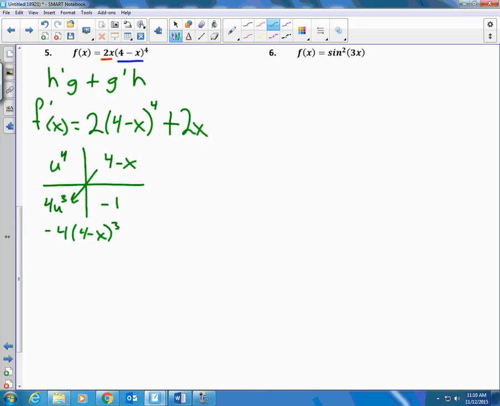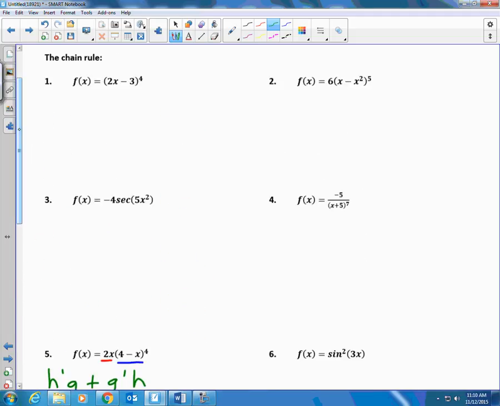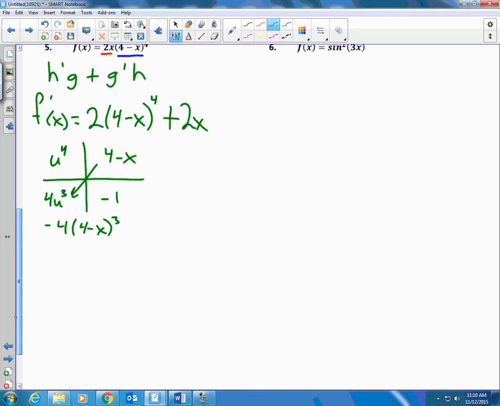Question. Because you have a constant. It's when you have something that involves change. Because 6 is just a constant. There is no rate of change to it, is there? All right. Times negative 4 times 4 minus x to the 3rd power. There we go.